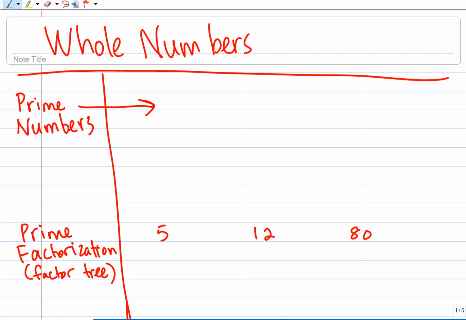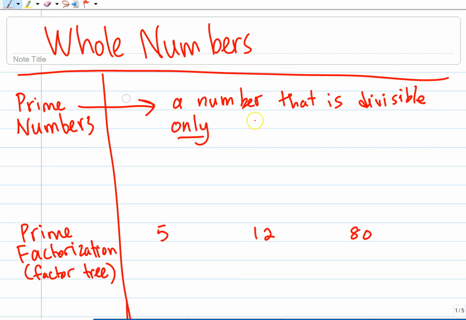Anyway, let's go ahead and start with what prime numbers are. A prime number is a number that is divisible evenly only by 1 and itself. So what we do is we say it is only divisible by 1 and itself.